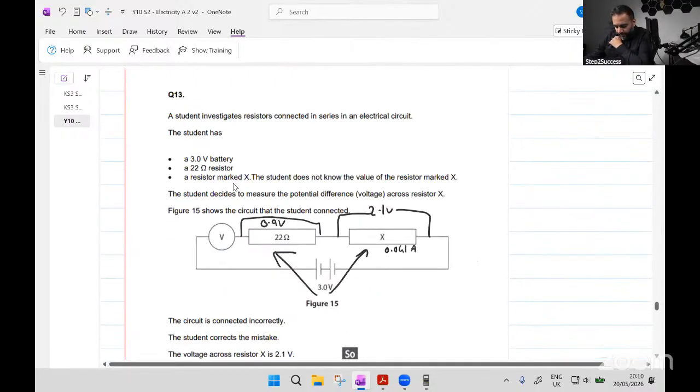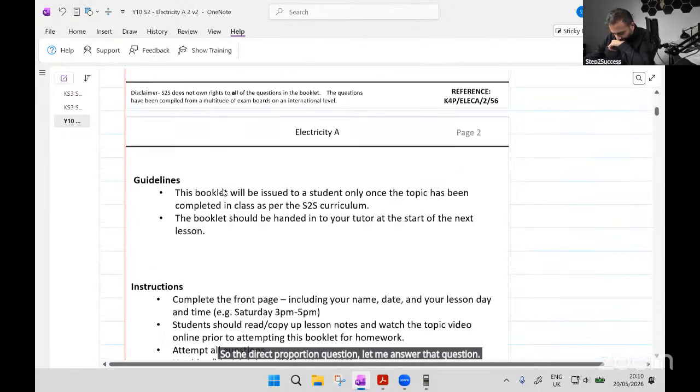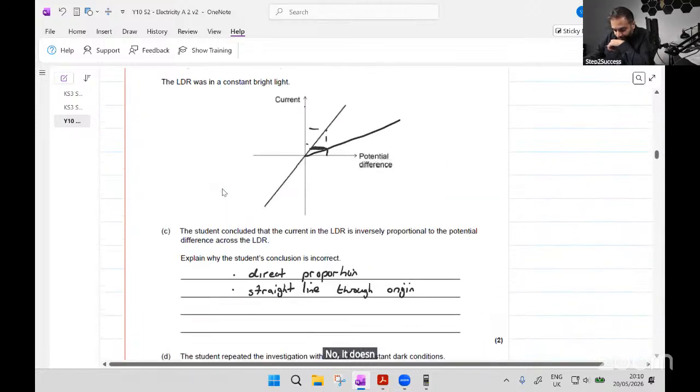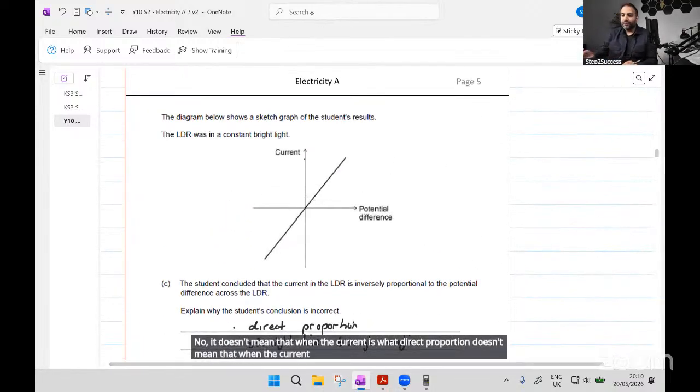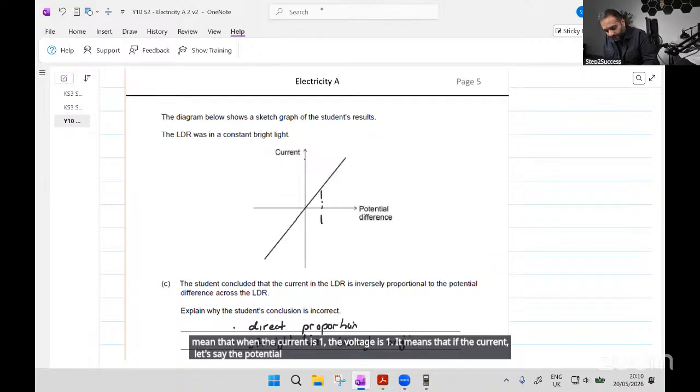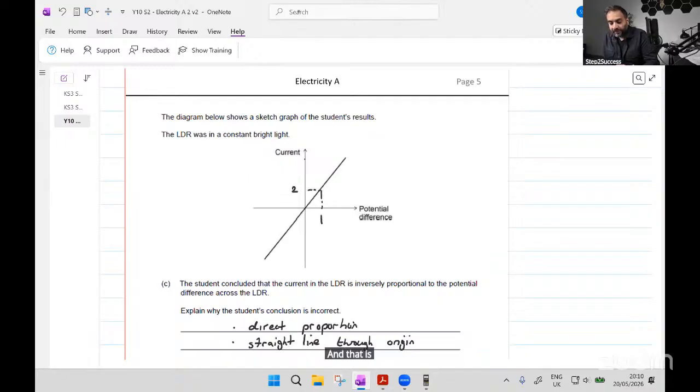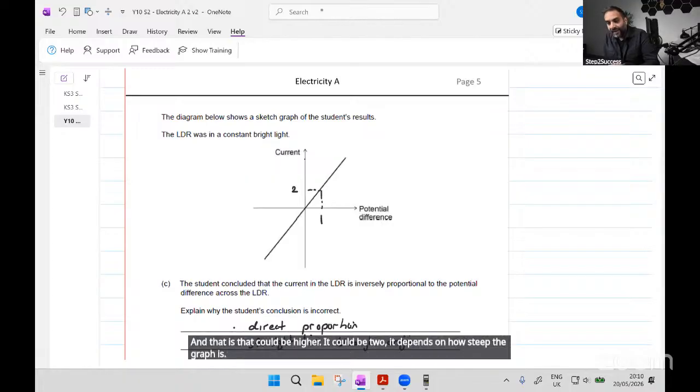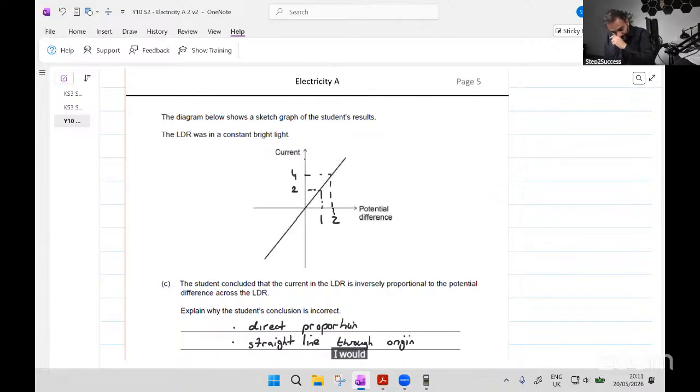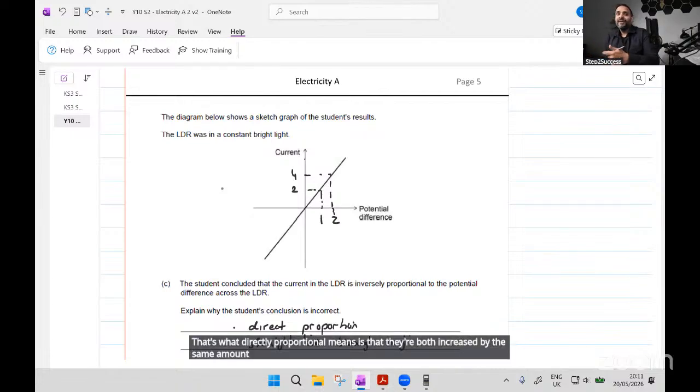So, the direct proportion question, let me answer that question. No, direct proportion doesn't mean that when the current is one, the voltage is one. It means that if the potential difference is one, the current could be higher, it could be two, depending on how steep the graph is. What direct proportion means is that if I now double the potential difference, I would double the current. They're both increased by the same amount. That doesn't mean it's by one every time.